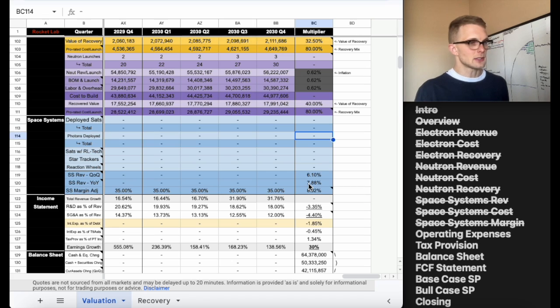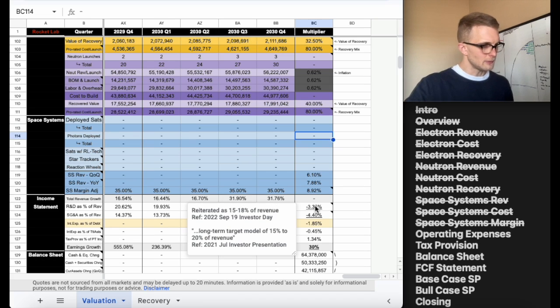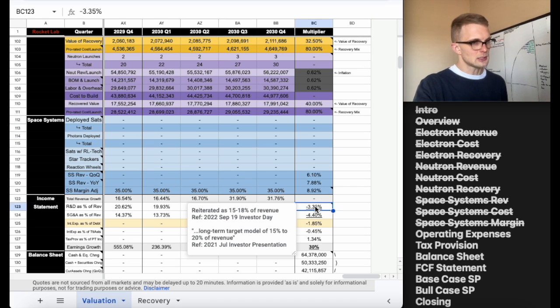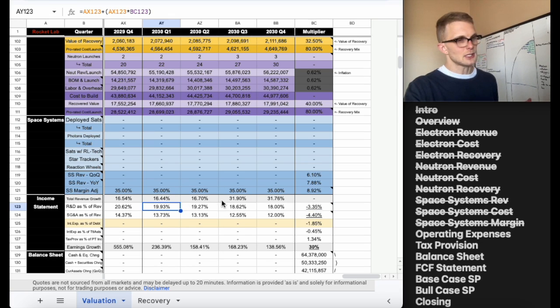Essentially that is the research and development, as well as sales, general, and administrative. These were also guided during the 2022 Investor Day, both Investor Days actually, I'm seeing. And they both landed at about 15 to 18%. So essentially what this multiplier does is it's dragging this down as a percentage over time to meet that 18%.